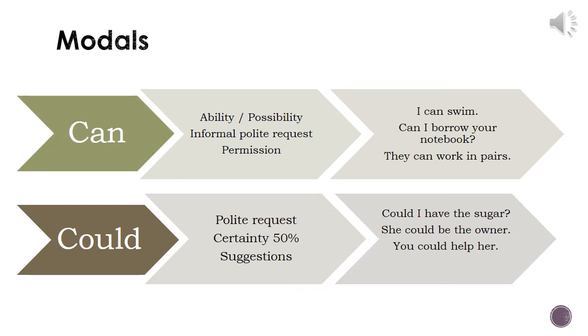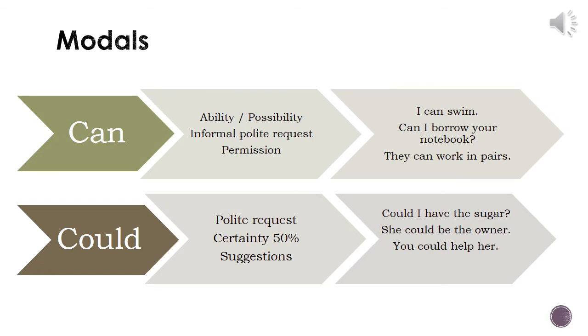The first topic of this unit are modal verbs. So we're going to study some of the modal verbs. First, we're going to review can and could. Can, we use it for ability, possibility, informal polite request, and permission. When we use it for ability: I can swim. Yo puedo nadar. For possibility: it can rain.